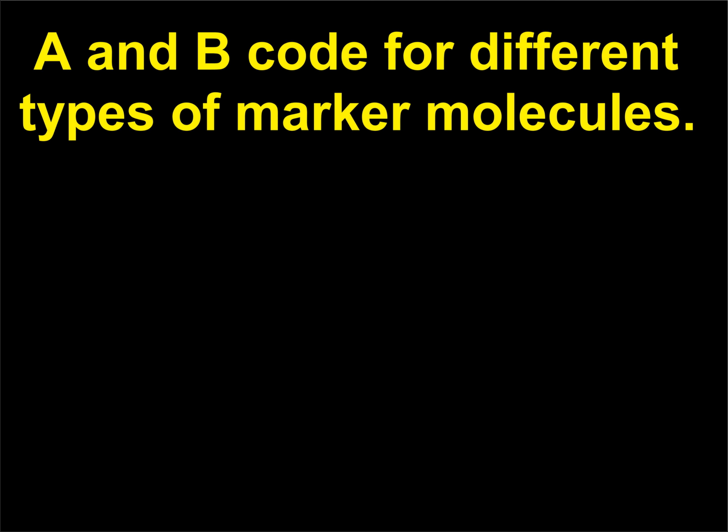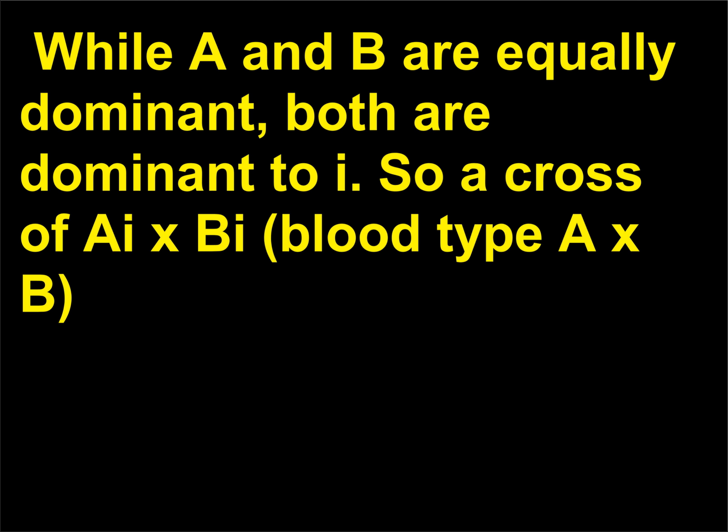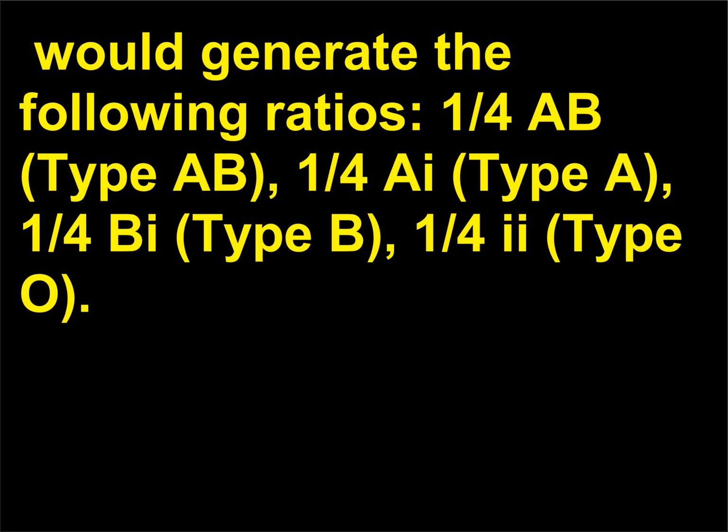A and B code for different types of marker molecules. While A and B are equally dominant, both are dominant to I. So a cross of AI by blood type AB would generate the following ratios: 1/4 AI type A, 1/4 type B, 1/4 type O.